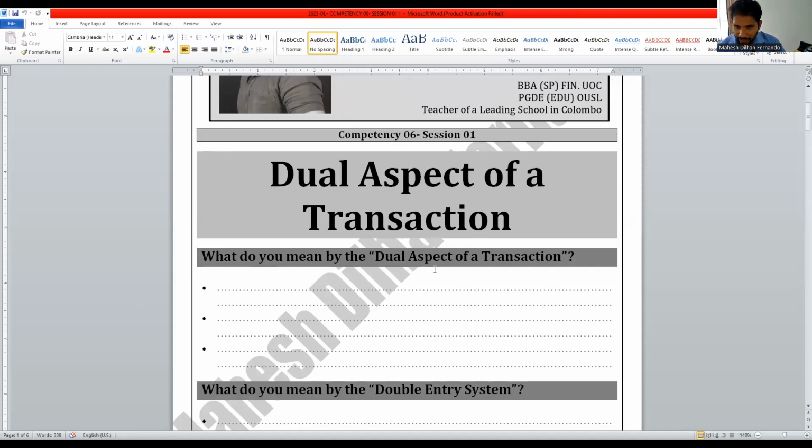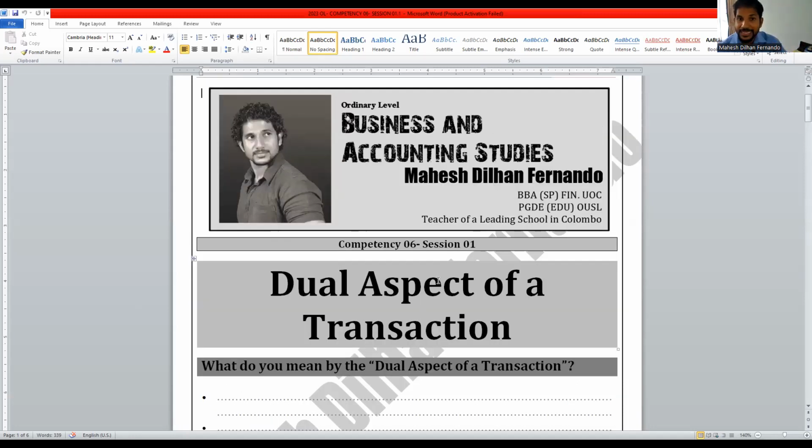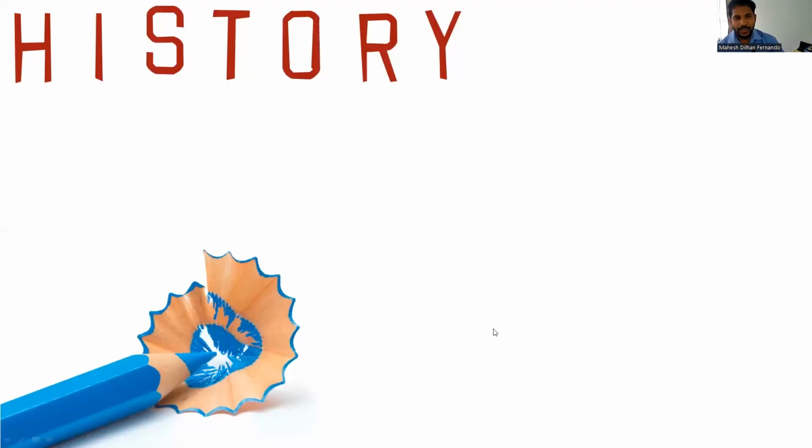Before I write these things down, remember every transaction increases and decreases assets, liabilities, and equities. Now, let me take you to the history. Do you know accounting is a subject which has a long history?